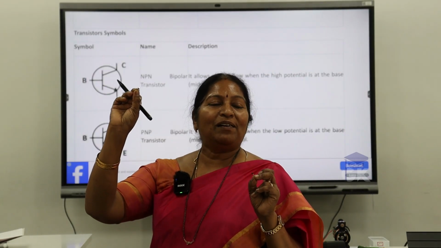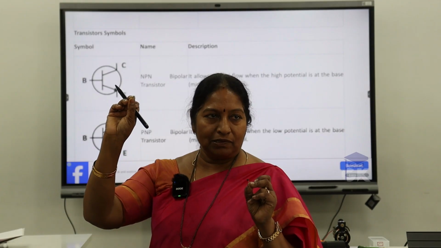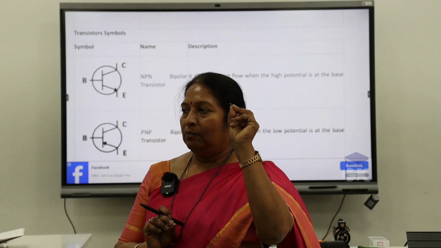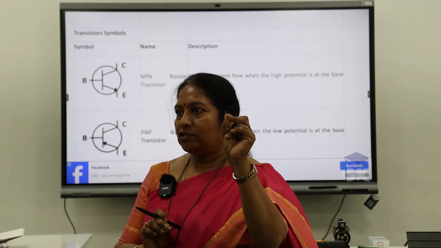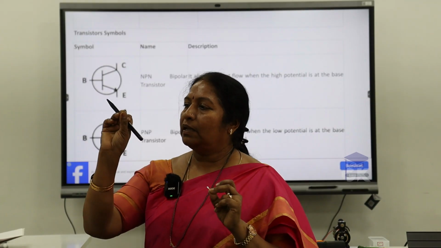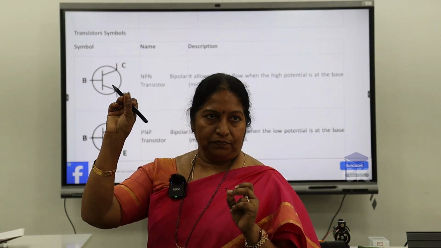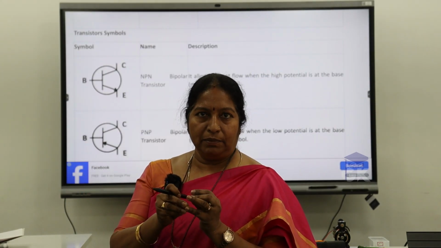So this is what we call a metal cap transistor, plastic package transistor. This has a metal cap, you can just observe. Terminals only, 3 terminals only.